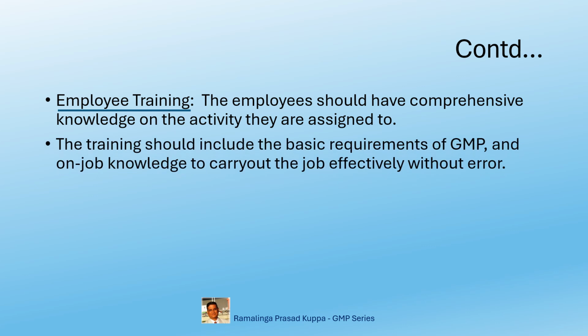The training should include basic requirements of GMP and on-the-job knowledge to carry out the job effectively without error. The basic GMP requirements should be known to all employees. On-the-job training should be done by a practical approach on the benchtop. Hands-on training on the equipment is necessary. All intricate controls and their impact on the process should be known very well. Training may be repeated if there were any changes to the system or equipment.